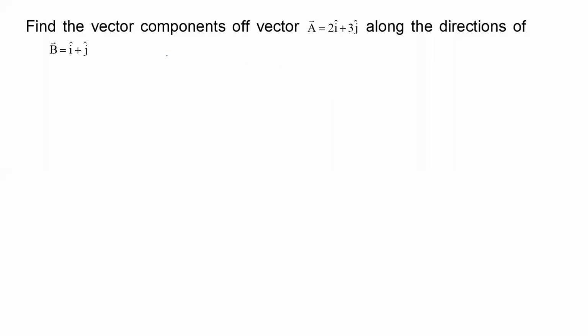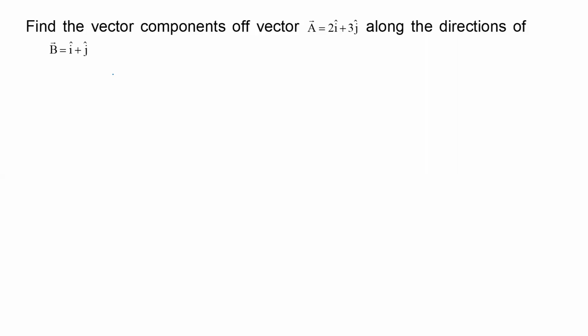Students, here it is given, find the vector components of vector A along the direction of B. Vector A is given 2 I cap plus 3 J cap, and vector B is given I cap plus J cap. That means, students, vector component of A means either A cos theta or A sin theta. If I find A dot B, then I could find AB cos theta, and from there I could get A cos theta. Once I got A cos theta, I got a component of A. And I have to multiply the unit vector of B with that, so that I could get the vector component of A along the direction of B vector.